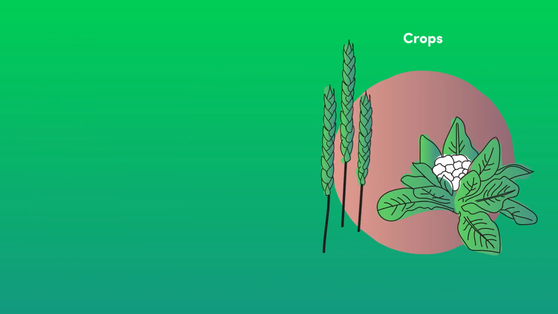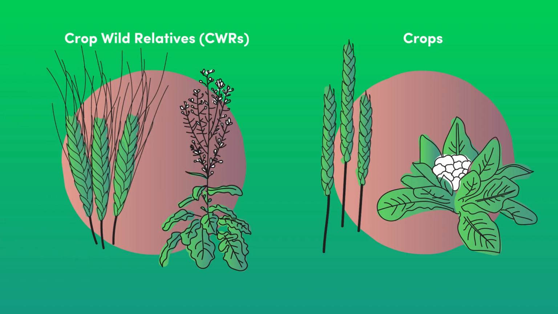Traits of increasing importance in our changing climate, for example drought tolerance and resistance to new diseases, are often found in wild relatives of our cultivated crops, CWRs. CWRs are valuable for improving crops whose genetic variability has been reduced by centuries of selection.